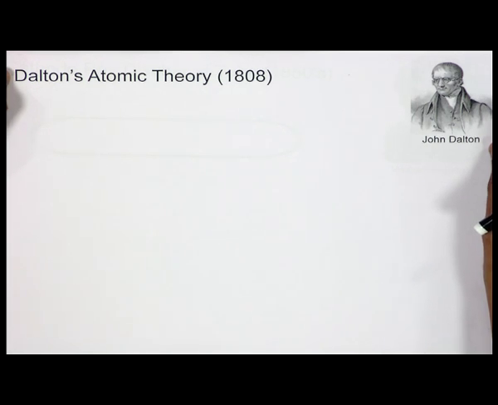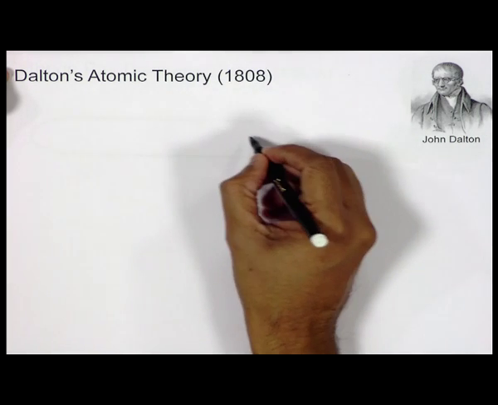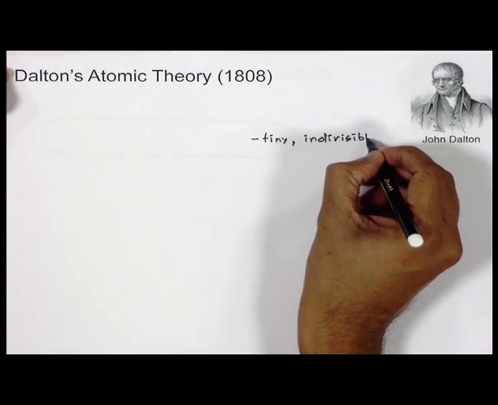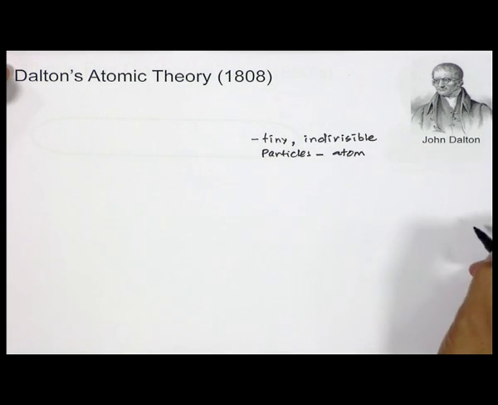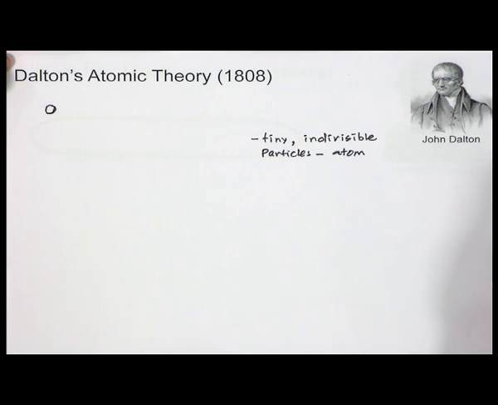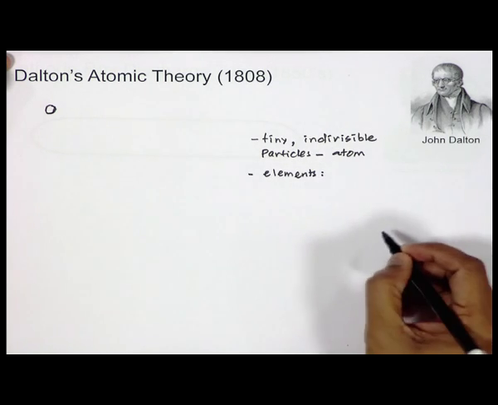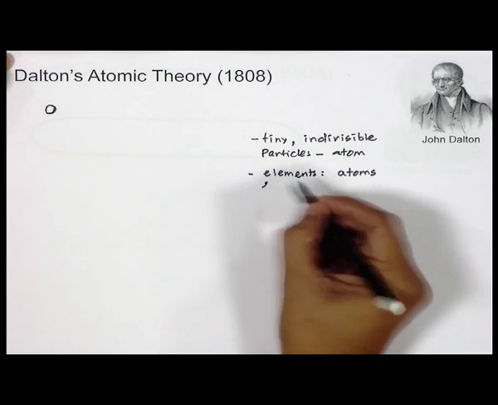John Dalton was a British science teacher. He hypothesized that matter is composed of tiny, indivisible particles, and he called them atoms. He imagined these atoms to be hard spheres. Now, he saw that there are different kinds of elements: there is iron, there is platinum, there is gold. So he said, I see different elements, and these elements are composed of different atoms, and the atoms that constitute an element have identical properties.